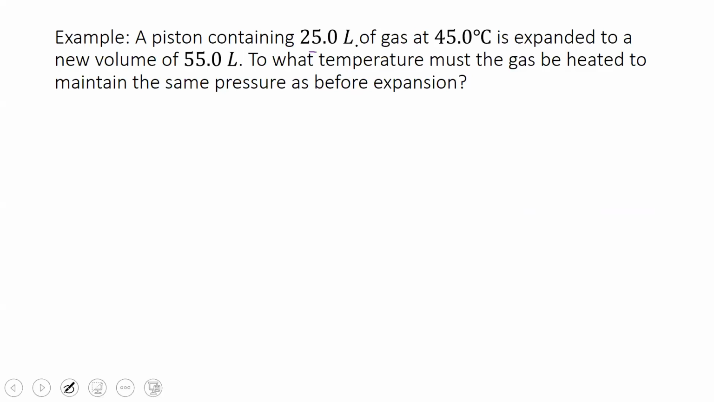Here we have a volume initially of 25 liters at a temperature of 45 degrees Celsius. It's expanded to a new volume of 55.0 liters. In order to expand it to that volume, what does the temperature of the gas have to be? Here, it's a relationship between volume and temperature. Volume and temperature means it's Charles' law.